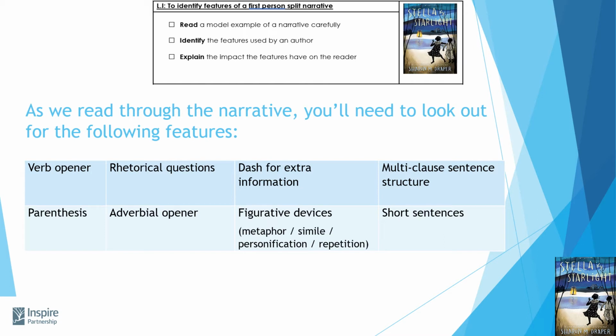The figurative devices: can you identify any metaphors, any similes, any personification or repetition? Again, we've looked at all of those things in both Autumn 1 and Autumn 2, so you need to think about what that figurative device is. You might think of it as being called figurative language before. And short sentences: something that is just short, punchy, and normally done in order to emphasize a point.